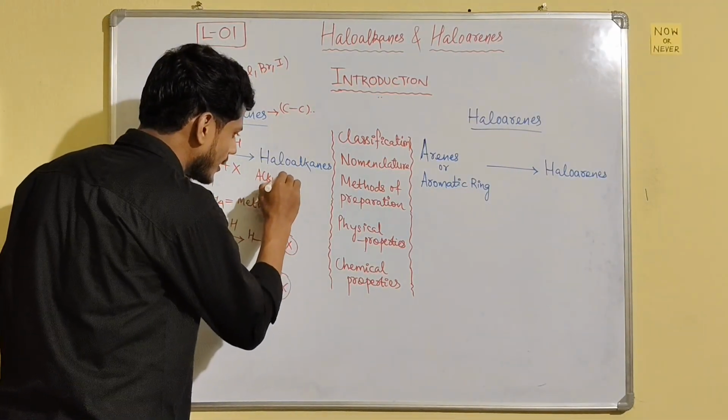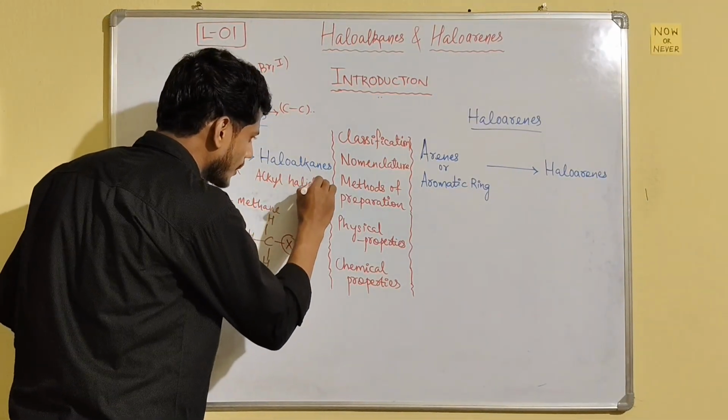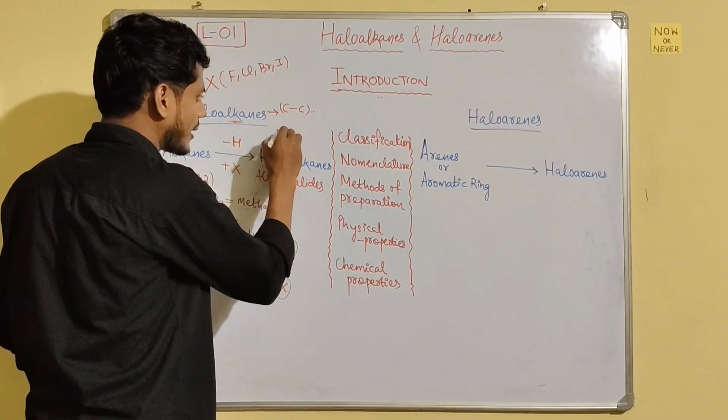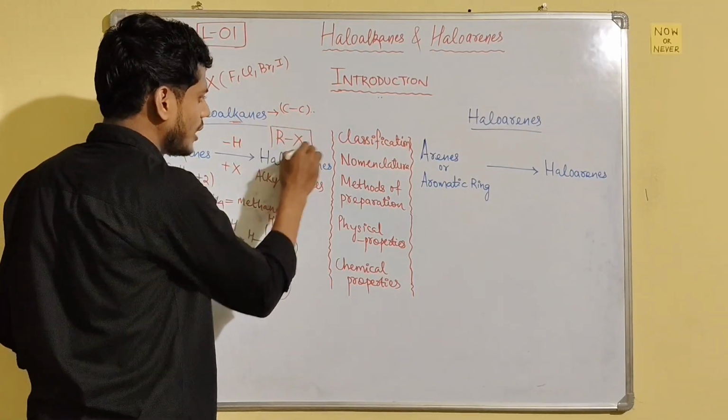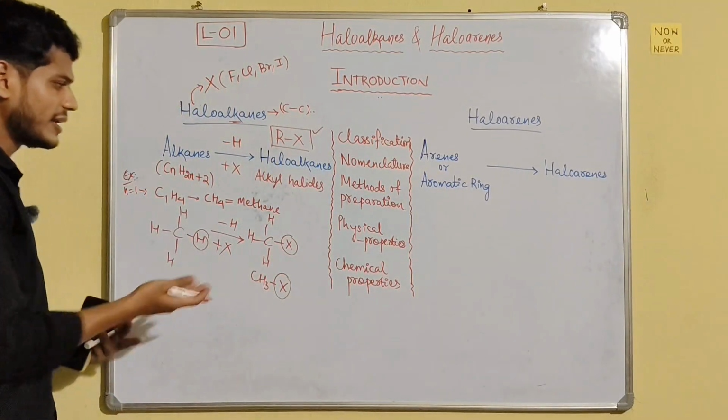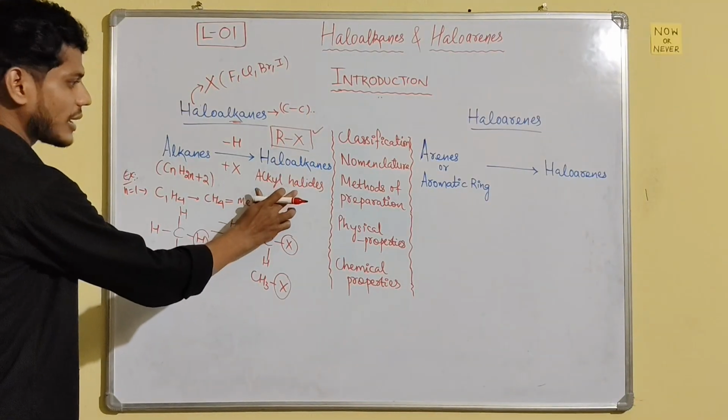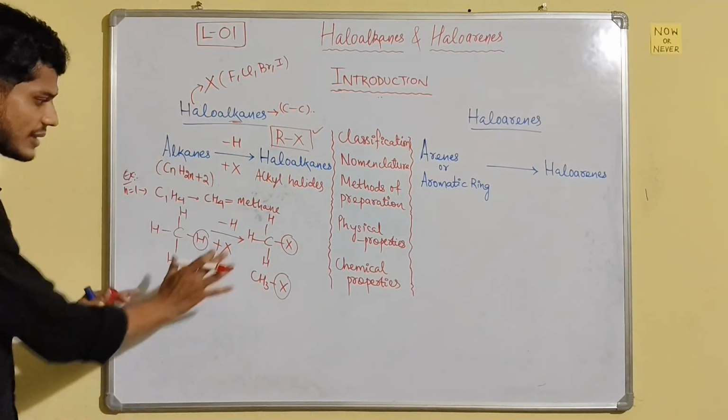So this is our haloalkanes, or you can say them as what? Alkyl halides, and they are represented by RX. Okay, R refers to alkyl group. Clear? Very easy. So haloalkanes or alkyl halides are the derivatives of alkanes and they are formed like this.